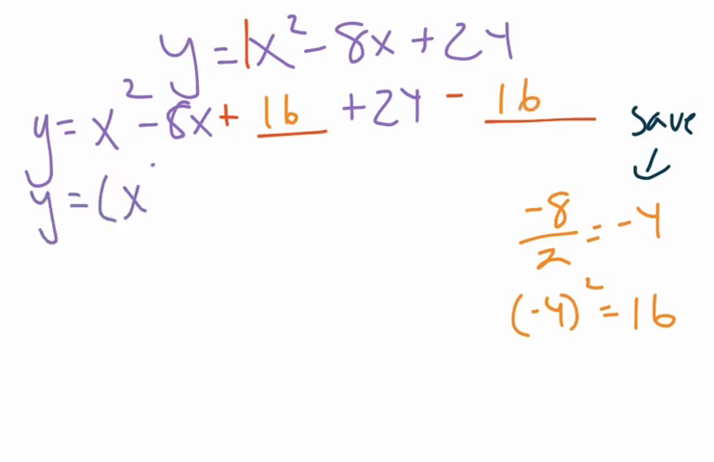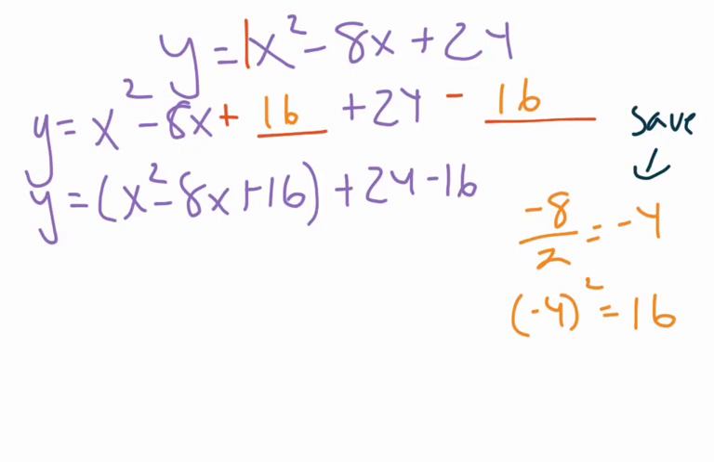Now I have what's called a trinomial. And this can be factored, but I don't really need to do any work with the factoring because remember the number that I saved, the -4, is always going to go in there. And then 24 minus 16 is 8. And so if you did that out, you would have gotten y equals (x minus 4) squared plus 8.